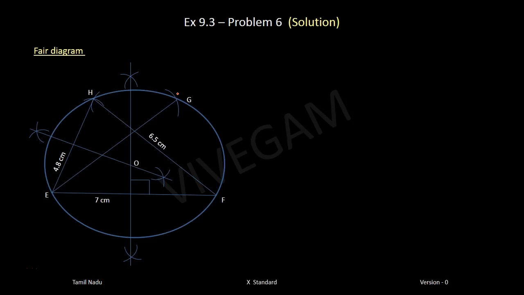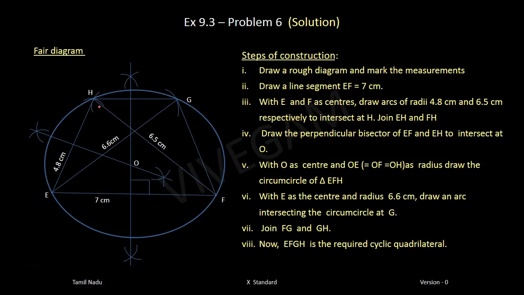Now join EG, then you can join FG and HG. The required quadrilateral is EFGH. Got it? So let's go through the construction. So first thing, we'll have to draw a rough diagram and mark the measurements.